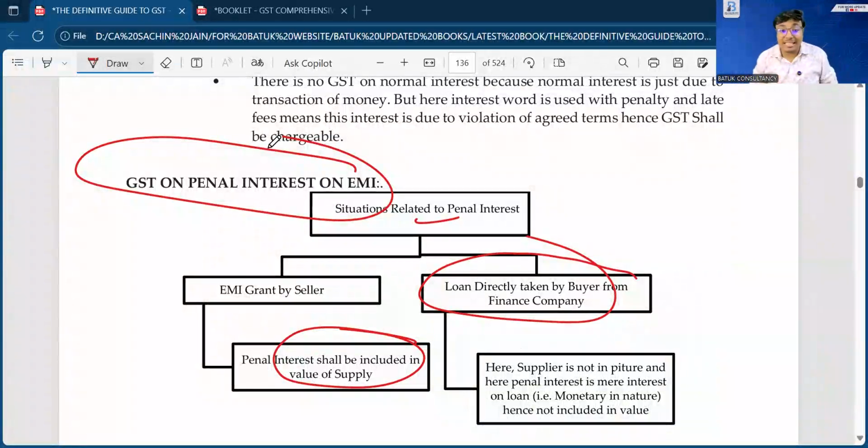Yes, sir. In our last session, when we did the concept of time of supply, we did a very specific concept: in case of any addition in future, if that addition is a part of supply, the same will become part of supply, and the same will be treated as your consideration.